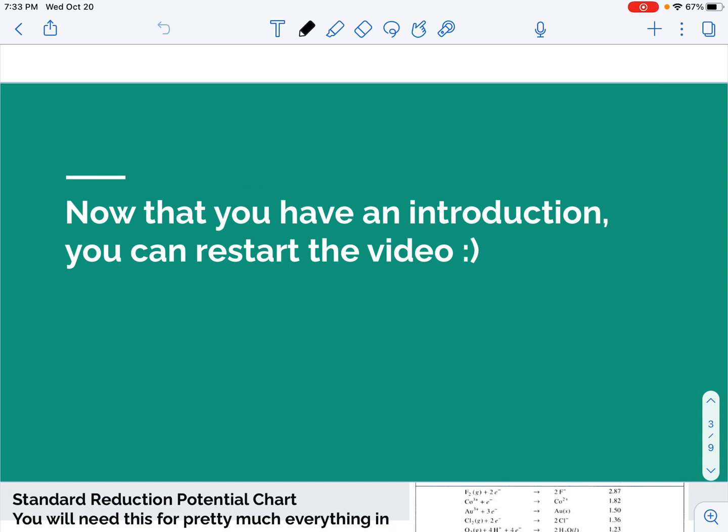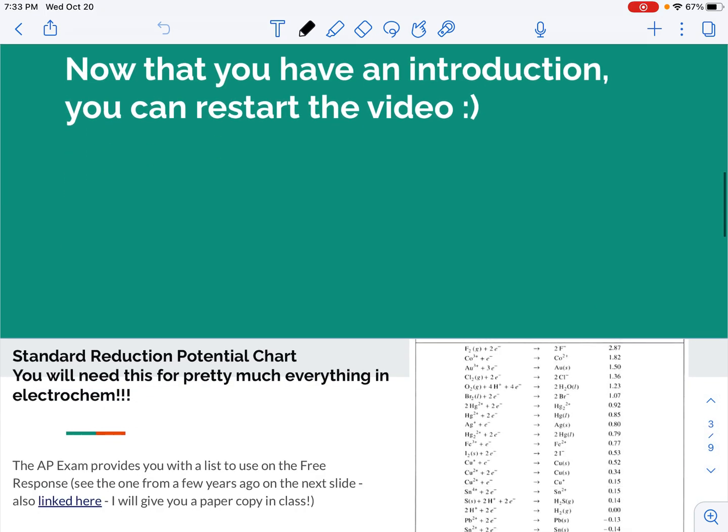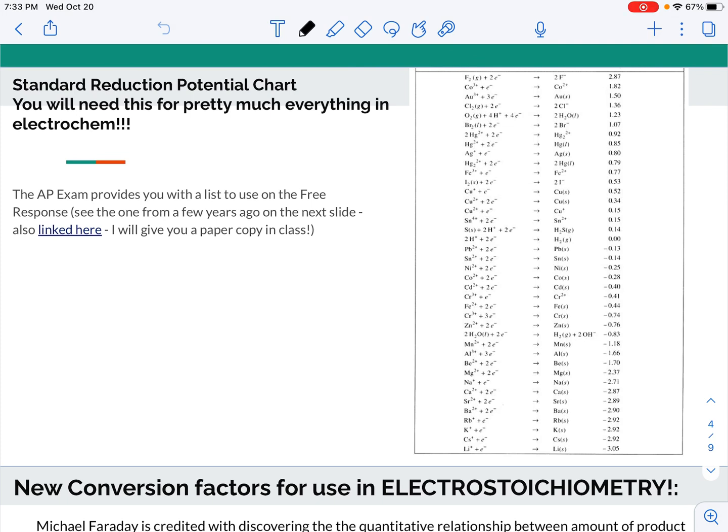Okay, so now that you have an introduction, you can restart the video, and let's see what's happening here. We are still using our reduction potential chart, but not as much in this situation as we have been, because remember that the potentials are not stoichiometric relationships, that the reduction potential is just a comparison to hydrogen. That's the likelihood of the reduction occurring compared to how likely hydrogen would be to reduce. So this is very similar to what you did in your lab, comparing your items to zinc. And so because of that, there's no stoichiometric situation.